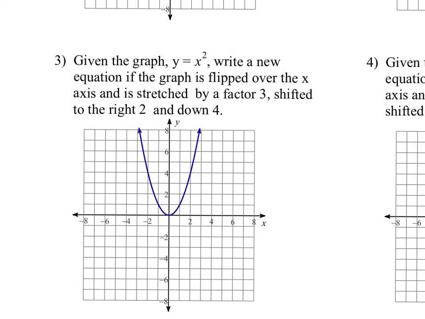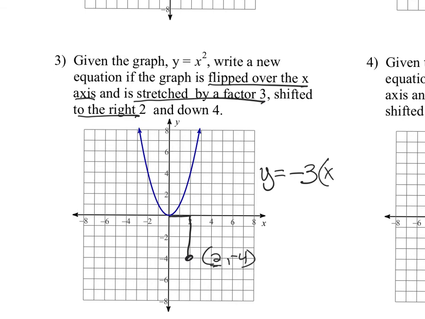All right. This one, it flipped over the x-axis, or reflected, so it's going to be going down. So y equals negative. And it's stretched by a factor of 3. So 3. And it shifted to the right 2 and down 4. So it's gone to 2, negative 4. So that becomes x. Instead of positive 2, we went minus 2 squared. And then it went down 4, so minus 4.